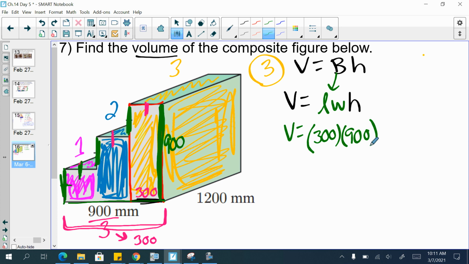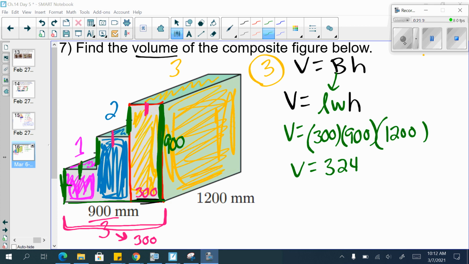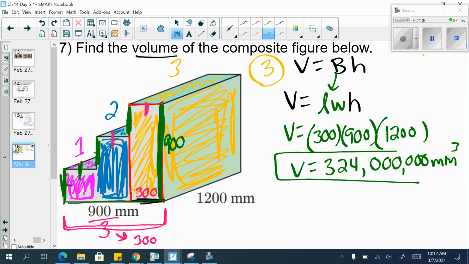And then you got to look at the third dimension. Again, think of that like one layer of unit cubes. You got to multiply by how high or how long it is, which we know is 1200. So go ahead and figure out what that will give us for the volume of this first section here. So it's a big number. You should have gotten 324 million. And then this, remember, is cubic millimeters, okay?